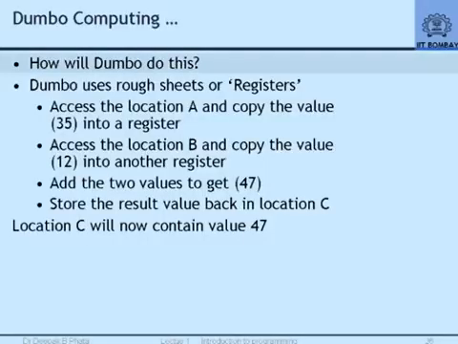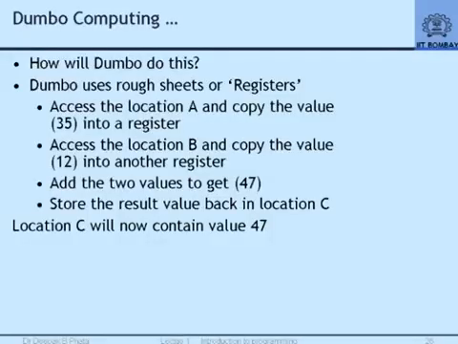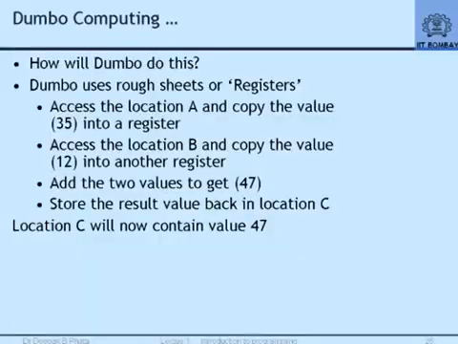So how will Dumbo do this? Remember, the memory locations are in the drawers. So Dumbo uses something like a workbench, like this desk, like you have the desk. It has some loose papers like you have. These are called registers. So what Dumbo does is, it goes to the designated memory location. Whenever it has to execute C equal to A plus B, it will access the location A, copy the value 35, write it down on the notebook here. Then next, copy the value 12, write it on another piece of paper. Then it will add these two numbers, get the result 47. And finally, it will put the value 47 into the designated location.